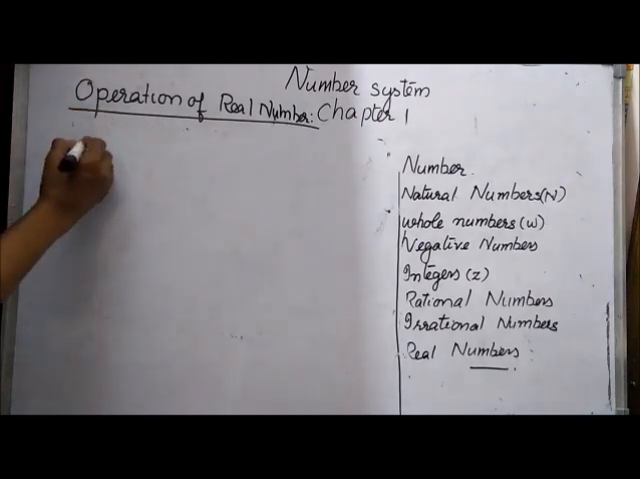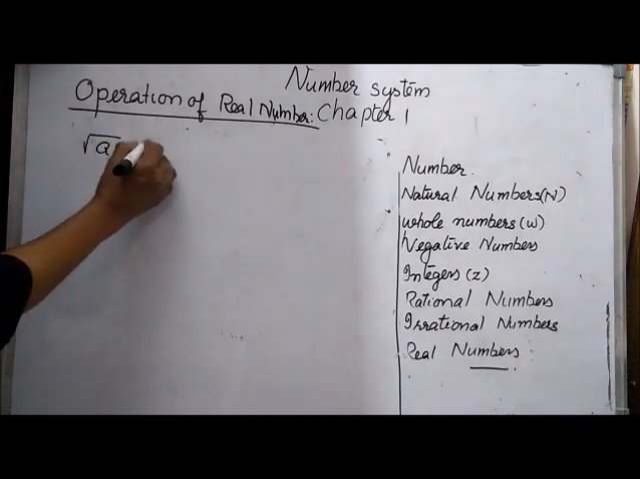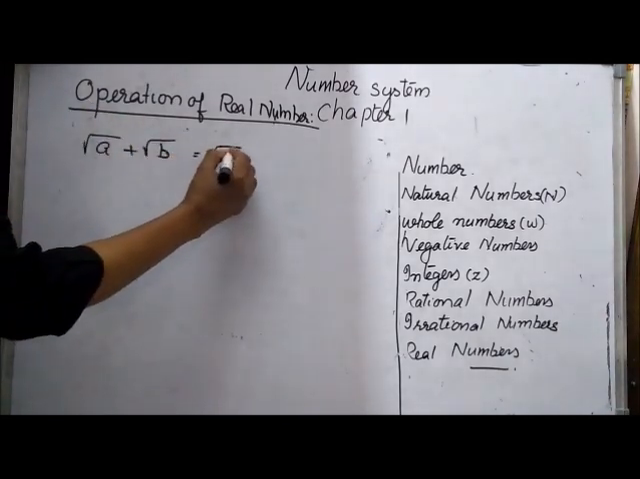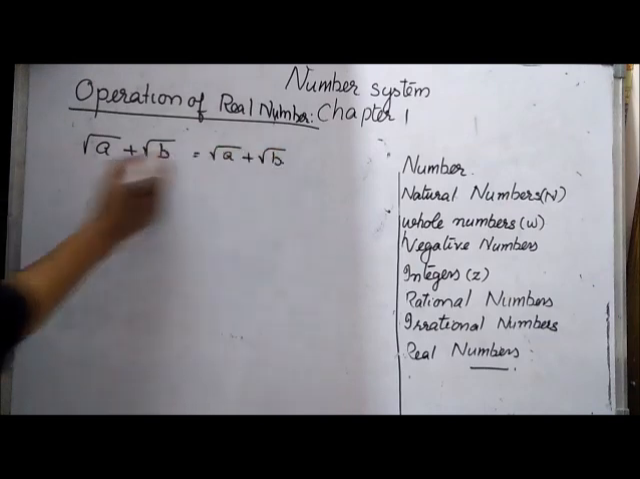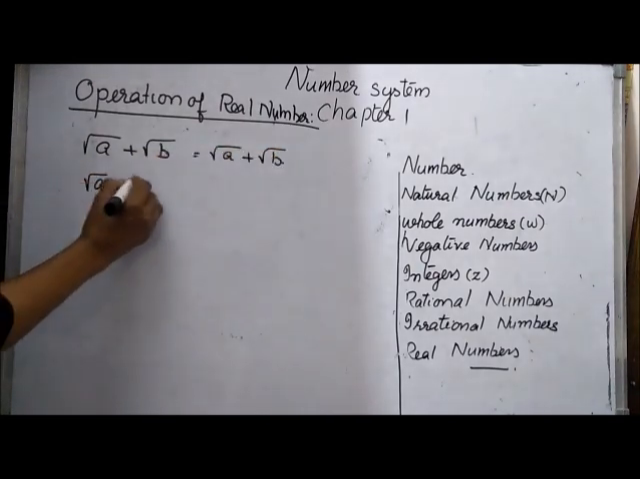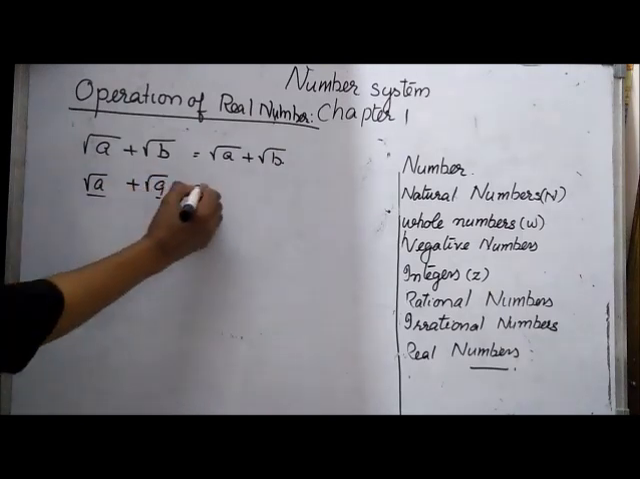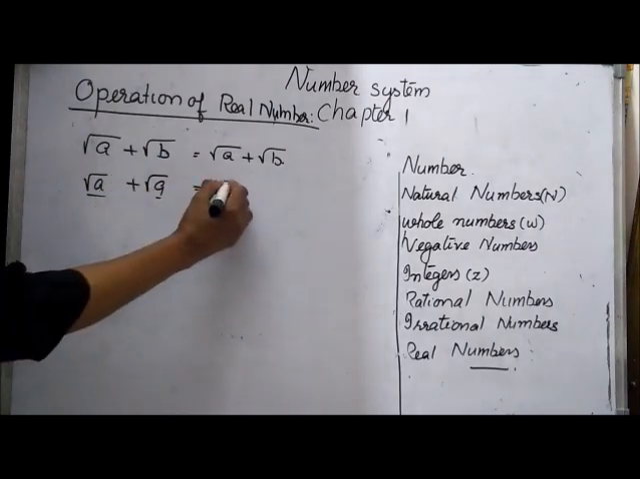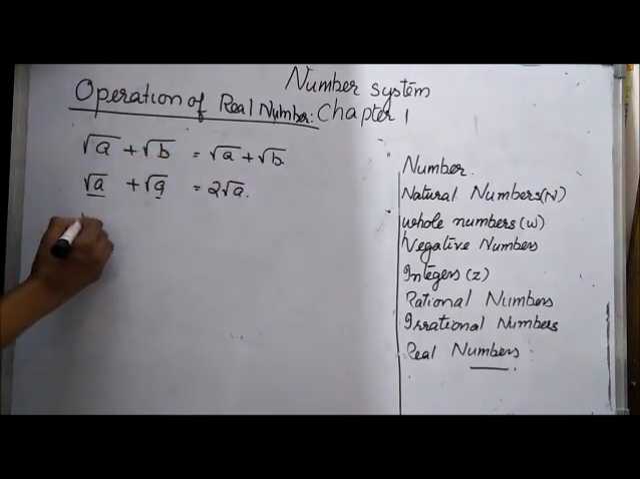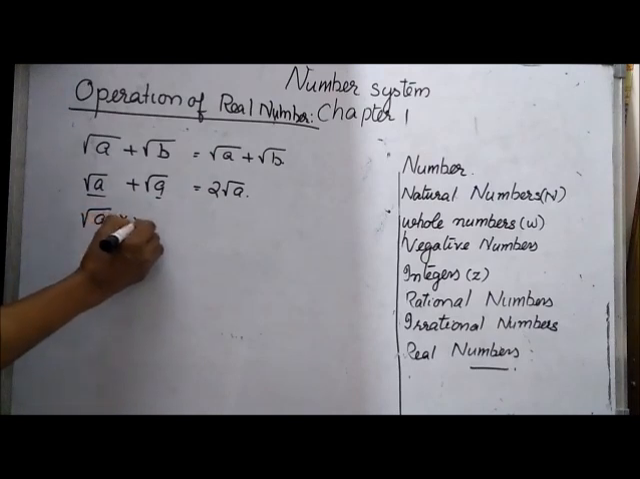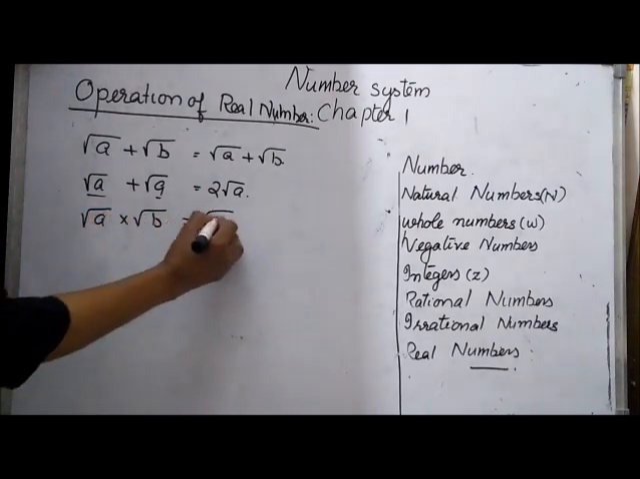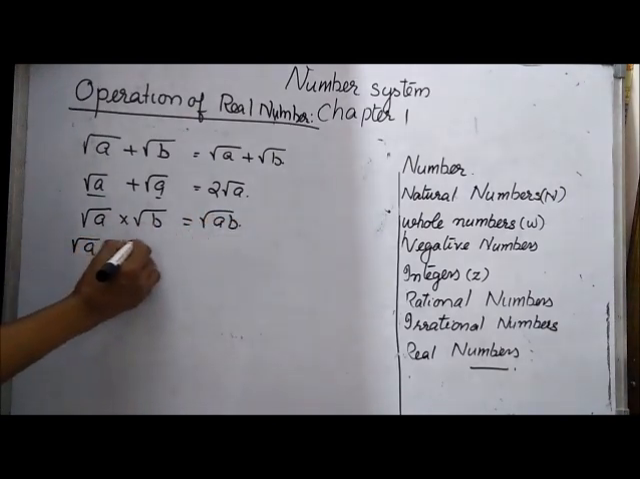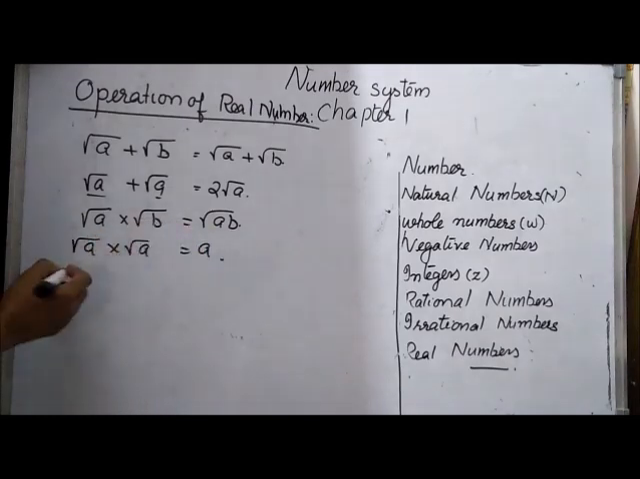So we can write as root A plus root B. Here both are different, unlike terms. This is same as root A plus root B. Now root A plus root A. Here both are same, so it is 1 root A plus 1 root A, that is 2 root A. Now root A into root B equal to root AB. So root A into root A equal to A.